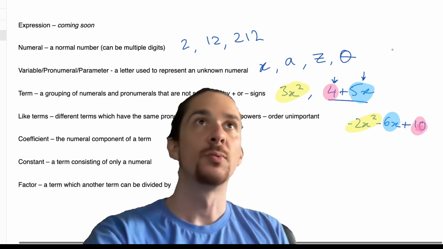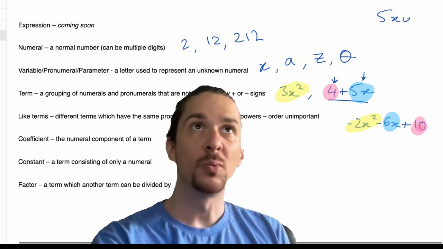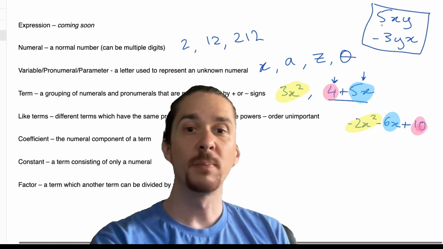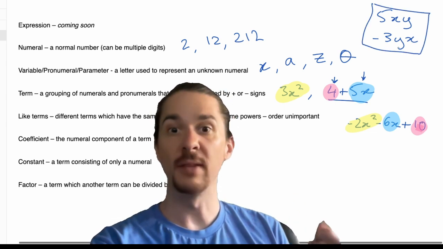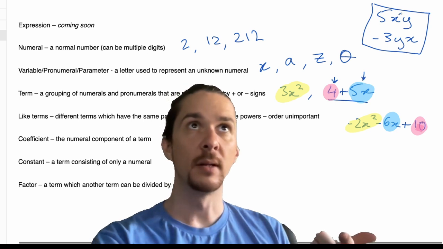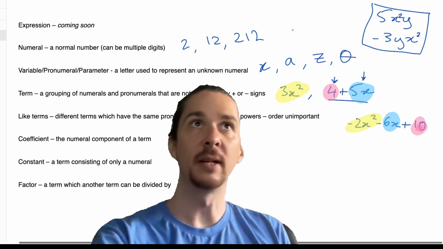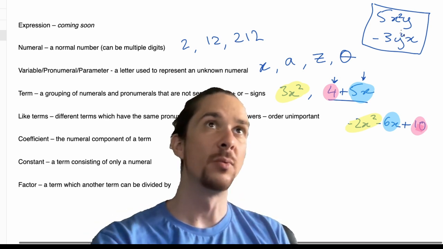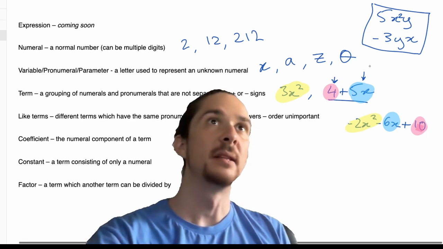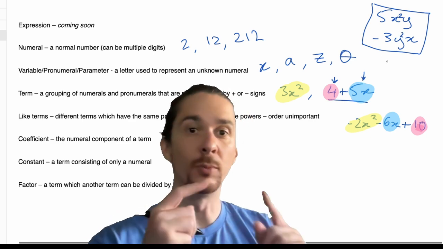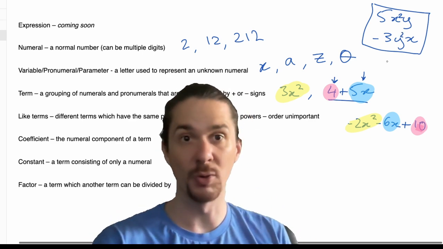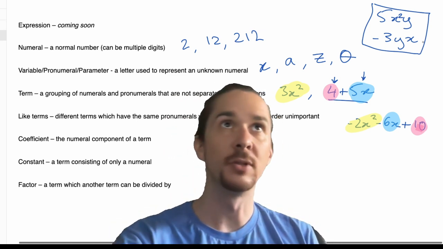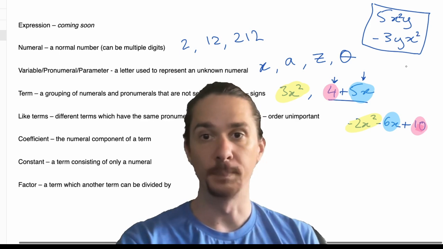I want to point out as well that if we had like 5xy and negative 3yx, these are also like terms because they have the same pronumerals, even though the order is different, right? If that was x squared, this would have to be x squared here. They would not be like terms if we had x squared y and y squared x, because even though they have the same pronumerals, they don't have the same powers on those pronumerals, okay? You got to have the same pronumerals with the same powers, and you don't have to worry about the order.